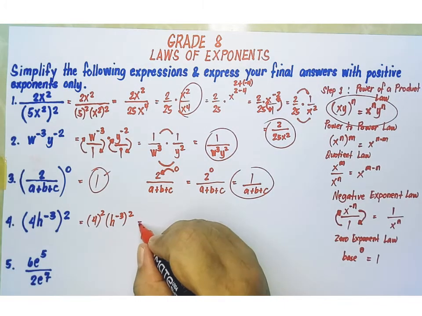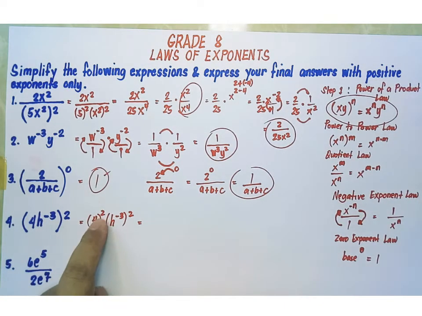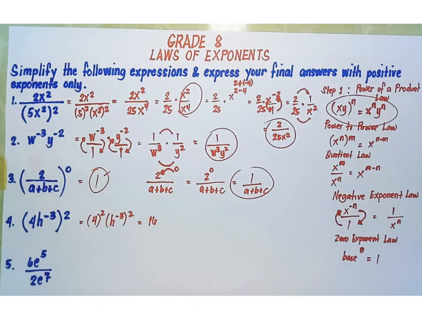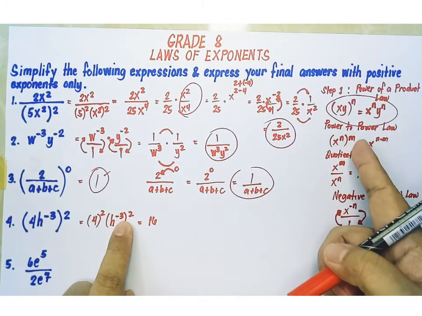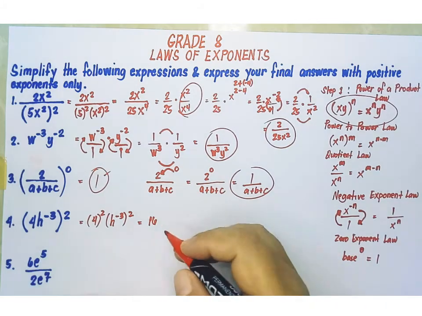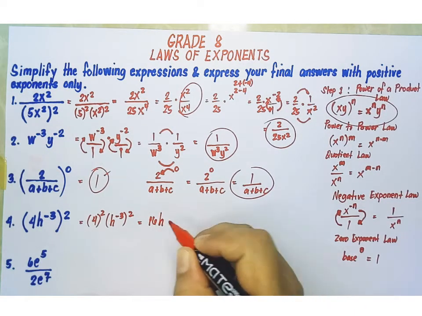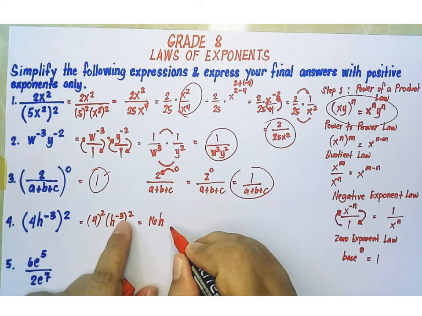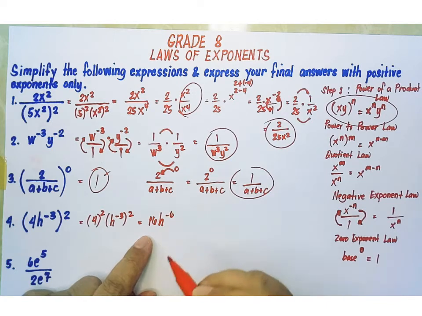Okay, what's next? Ito, evaluate mo lang. 4 squared is 16. Ito naman, gamitan mo na naman ng power to power law. Kasi, ang ipinapakita nito is a power raised to another power. So, you copy the base and multiply the exponents. So, negative 3 times 2 is negative 6.